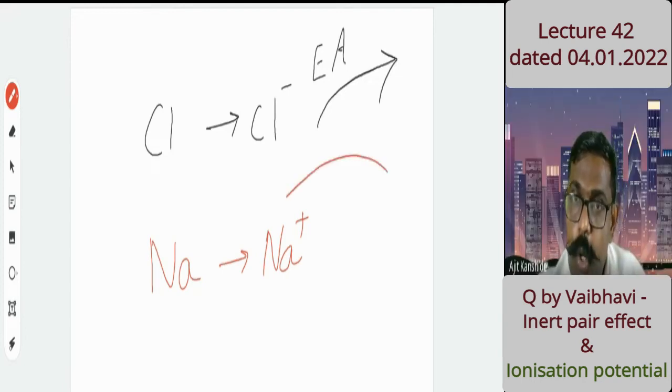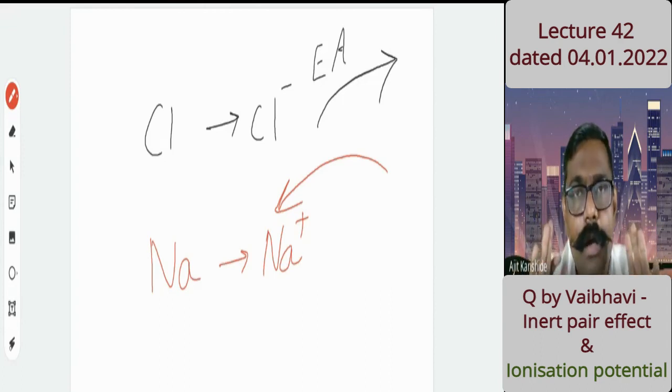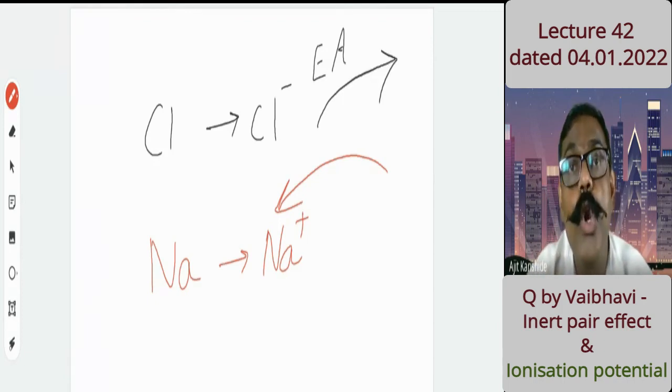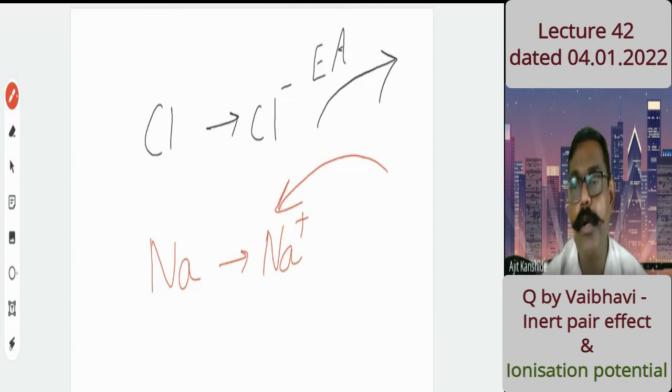Yes, you need to provide energy. That's the only difference between electron gain enthalpy, meaning the enthalpy change during electron gain, and the enthalpy change during electron loss, or ionization. That is the point we are discussing.